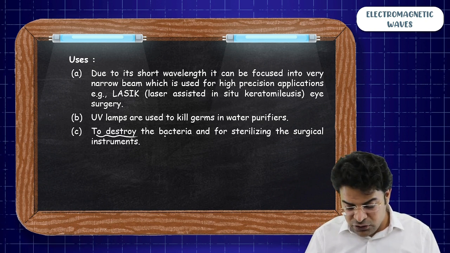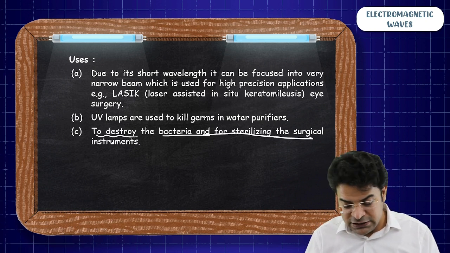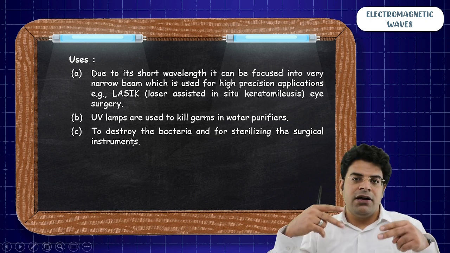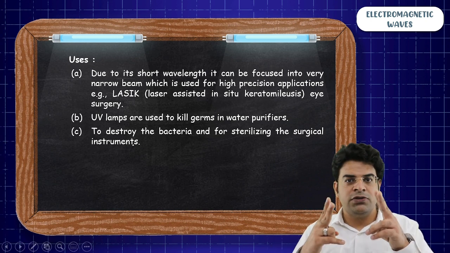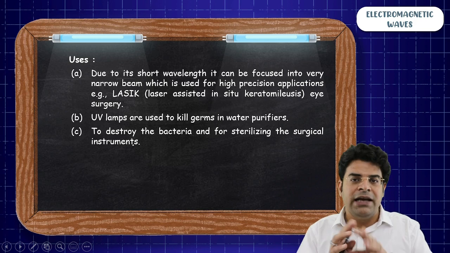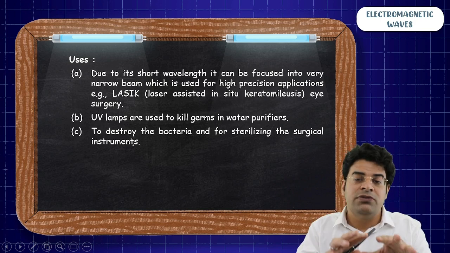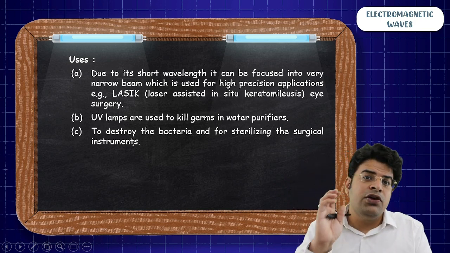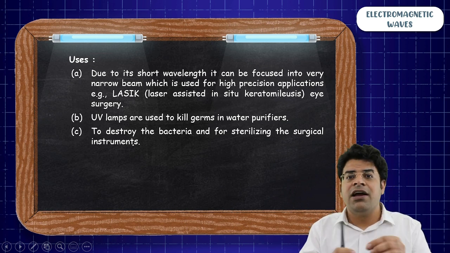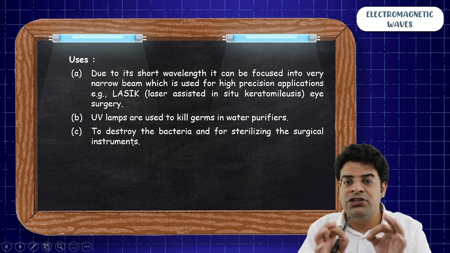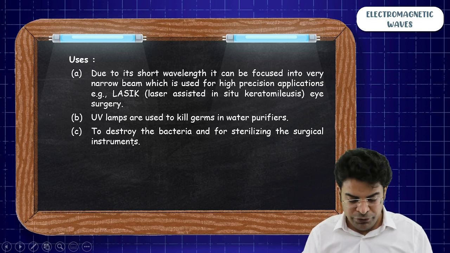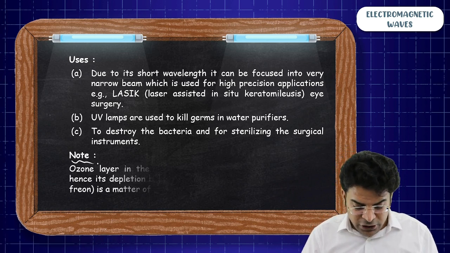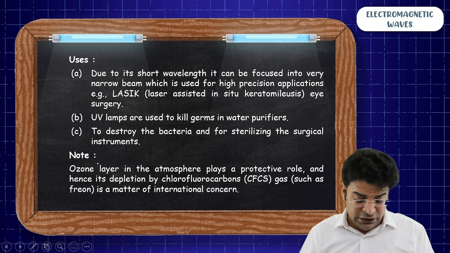Next, to destroy the bacteria and for sterilizing the surgical instruments. After performing a surgery, the doctors wash their instruments and then they place them inside a box which contains a UV lamp. And that UV lamp makes sure that if there are any bacteria present over the surgical instrument, they die out.